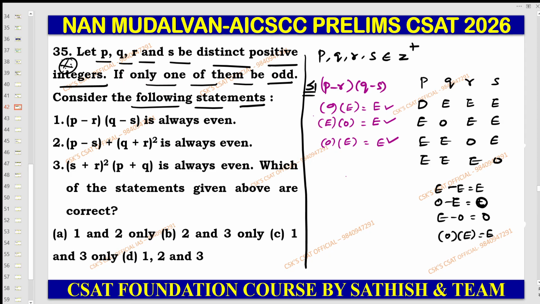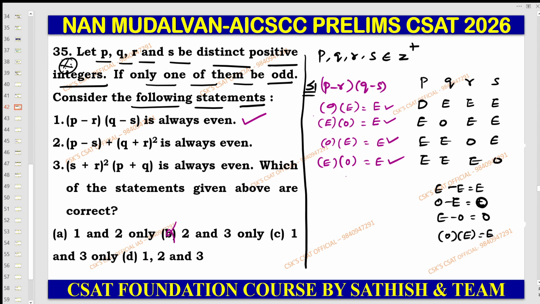Next case. P minus R, even minus even, even. Next, Q minus S, even minus odd, odd, even. In all the cases you will be getting even. So therefore statement 1 is right. So you eliminate the B option.